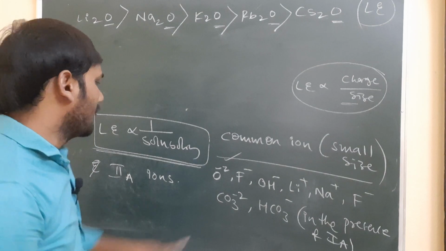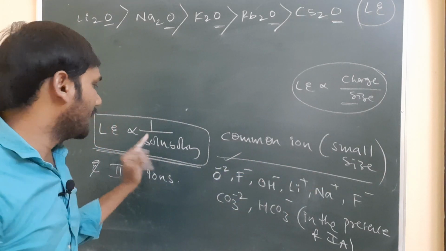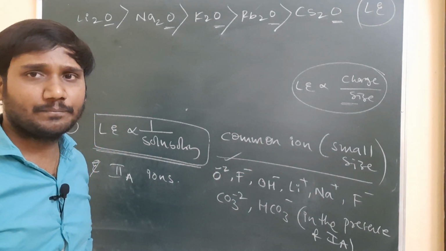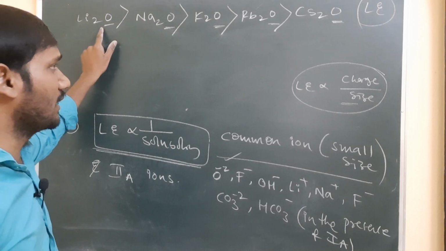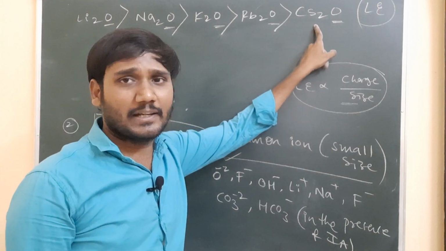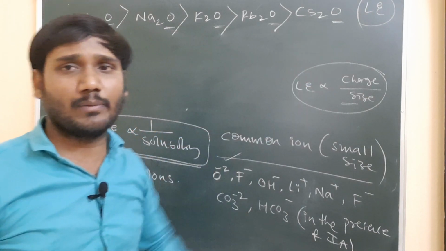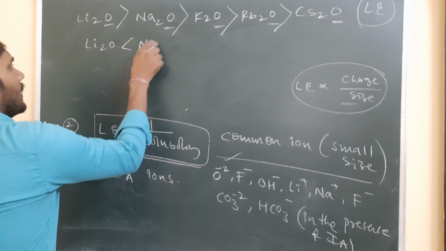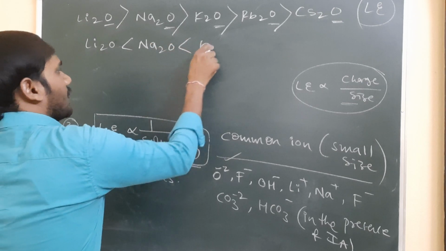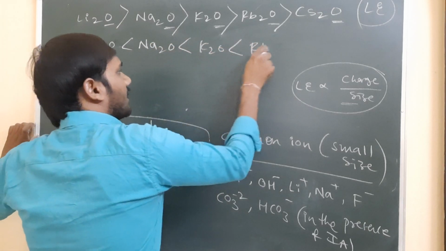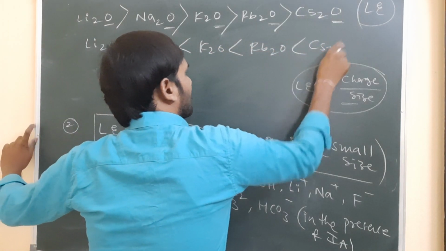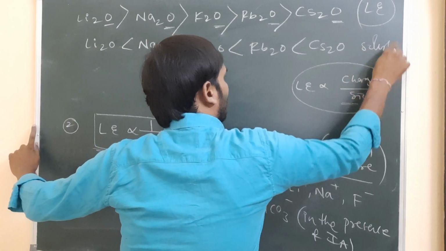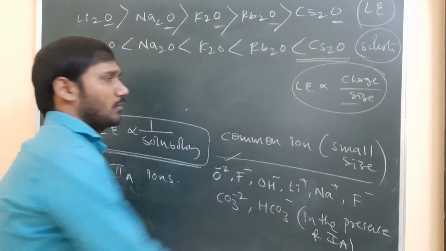But we know that when the common ion is small, lattice energy is inversely proportional to solubility. Then lattice energy is more, nothing but solubility is less. For cesium oxide, lattice energy is less, nothing but solubility is more. So here lithium oxide, next sodium oxide, next potassium oxide, rubidium oxide and cesium oxide. This is the solubility order.